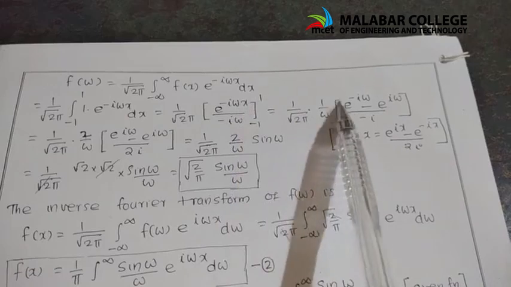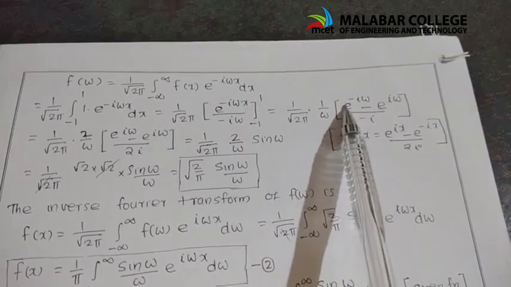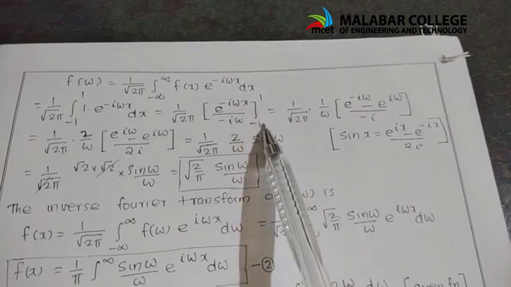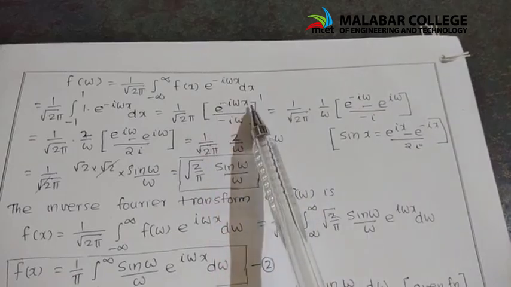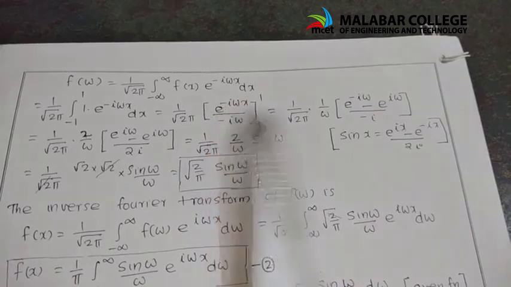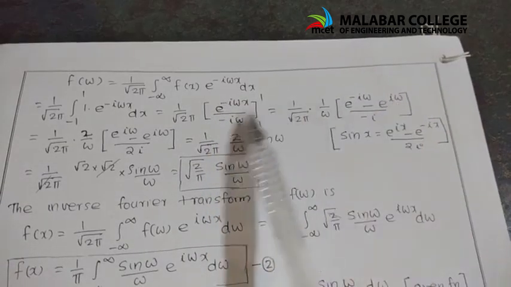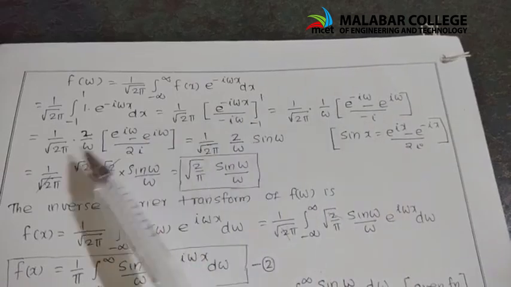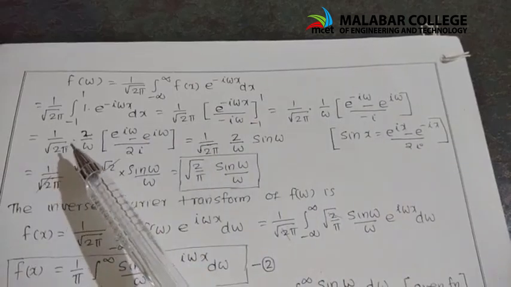So e raised to minus i omega into 1, which is e raised to minus i omega, minus. And if I am substituting minus 1 here, minus into minus, it is positive here. So it will come e raised to i omega only. E raised to i omega divided by minus i will come. Minus i. This omega is taken out. So this one is again 1 by root 2 pi.